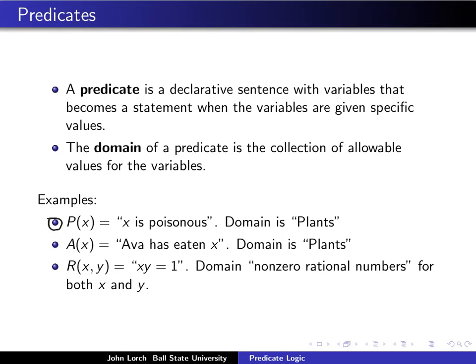First, we have the predicate P of x, where we're saying the predicate is x is poisonous. Now, the domain of this predicate could be anything. It could be snakes, it could be spiders, it could be all kinds of things. But here we're going to declare the domain to be equal to plants. Now, every time we replace the variable with some specific member of the domain, we get an honest-to-goodness statement, which is either true or false. So, for example, if I were to look at P of, say, hemlock, which is a poisonous plant, by the way, then that would be a true statement. Whereas P of lettuce would be false because lettuce is not a poisonous plant.